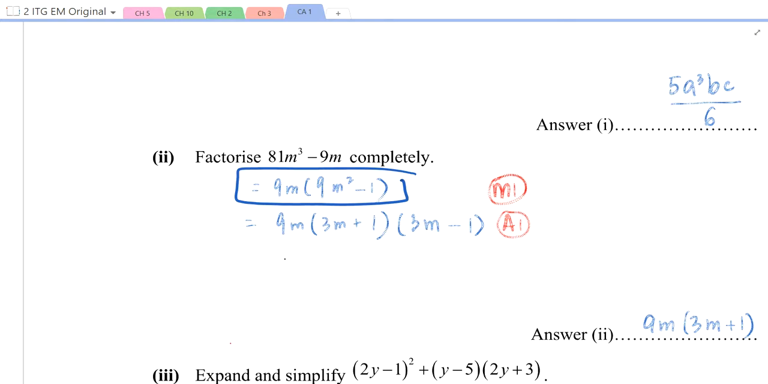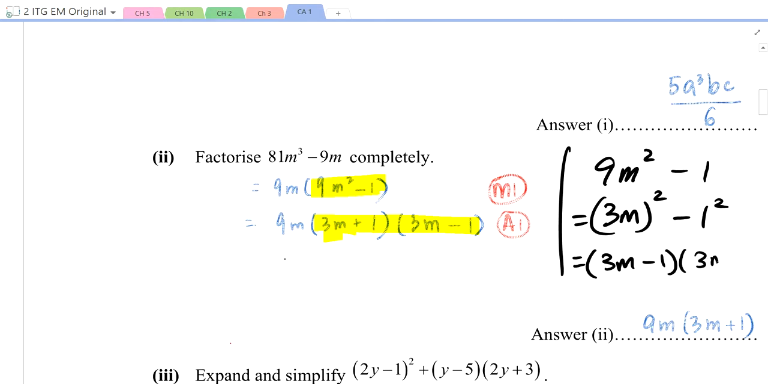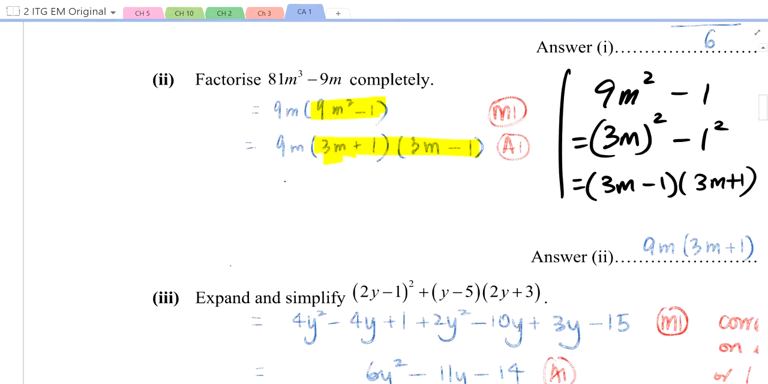No, right? Then we see that 9m squared inside here is the same as this. Let me write it at the side. 9m squared is actually 3m all squared, right? Then minus 1 is the same as minus 1 squared. So I got a squared minus b squared. Something squared minus something squared. That will give me 3m minus 1, 3m plus 1. That's how we get a final mark. Okay?